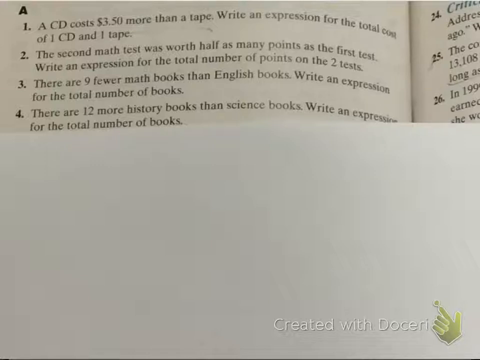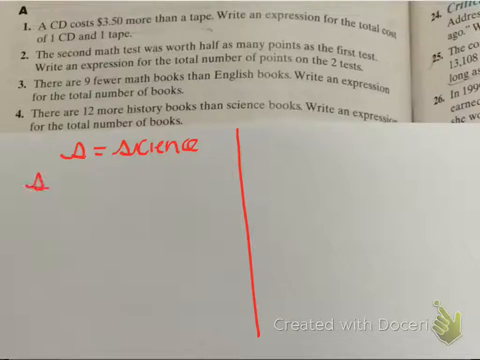So when we translate this, the first thing I want to know, let's do number 4. What do they give us less information on? On science books. So let's define it for S. S is going to stand for science books. Now, how would I define history in relation to S? Because it says there's 12 more history books than science books. Jairus: S plus 12 equals history.